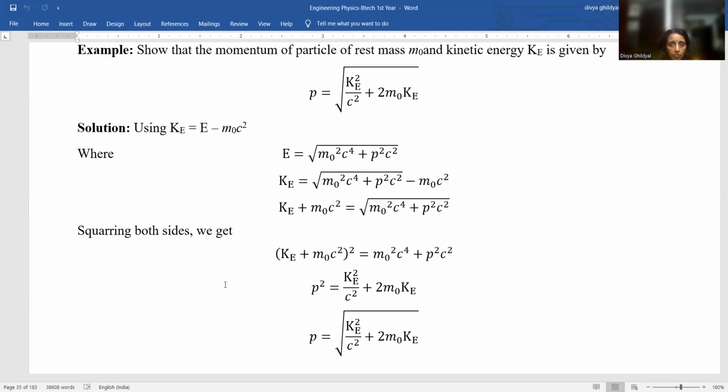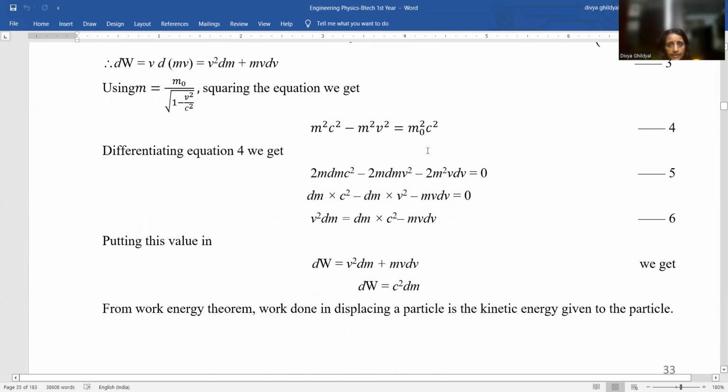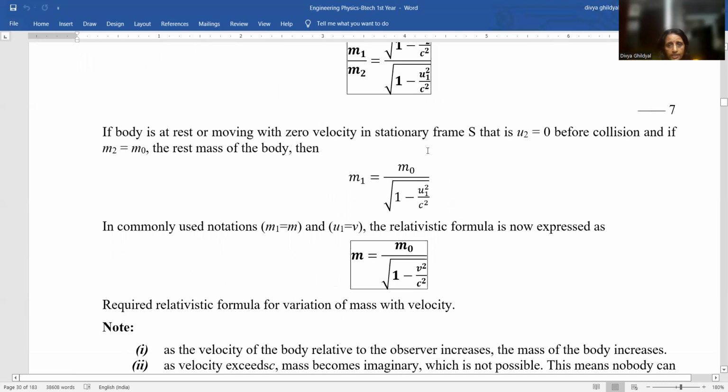Time dilation is equal to del t upon under root 1 minus v square by c square. Rest mass or variation of mass with velocity, m is equal to m naught upon under root 1 minus v square by c square. Relativistic addition of velocities, ux is equal to u plus vx by c square upon 1 plus uxv by c square. This is when we consider the addition of velocities for bodies moving in the opposite direction.